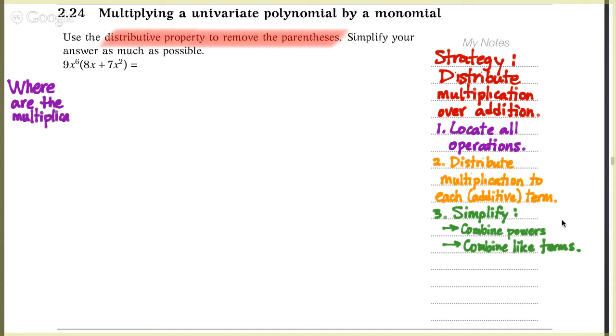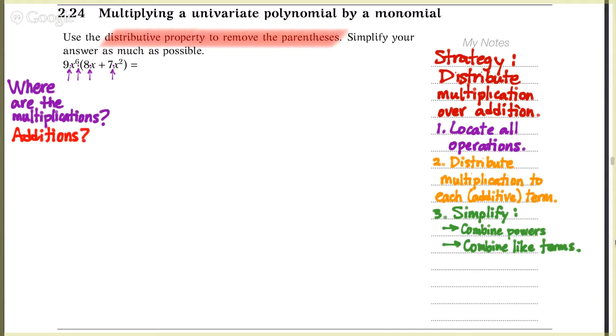First of all, and this is a step that you'll probably end up being able to skip once you've gained enough experience with this, identify in this problem where the multiplications are actually happening. And there are actually 4 of them. We have a multiplication connecting the coefficient of 9 to the x to the 6th. We have the multiplication after x to the 6th and before the set of parentheses. That's actually the most important multiplication in this whole problem. We also have the multiplication that attaches the coefficient of 8 to the x on that first term in the parentheses, and the one attaching the 7 to the x squared inside the parentheses. So there's a total of 4 secret multiplication signs in this problem.